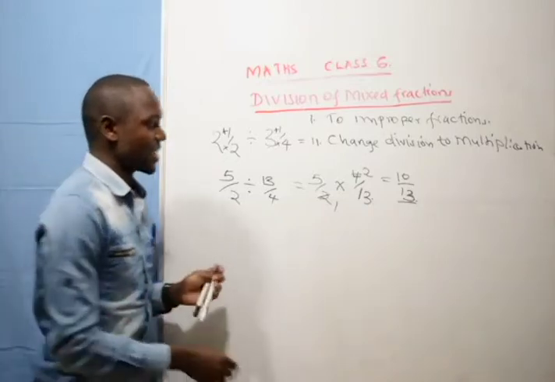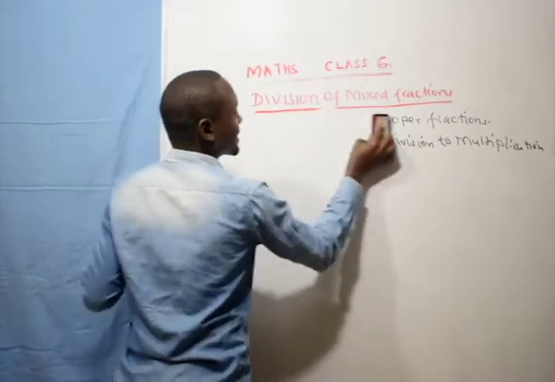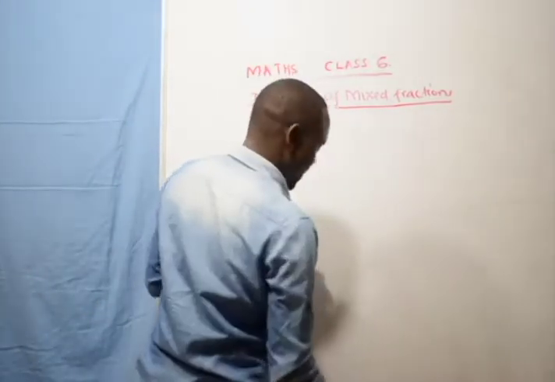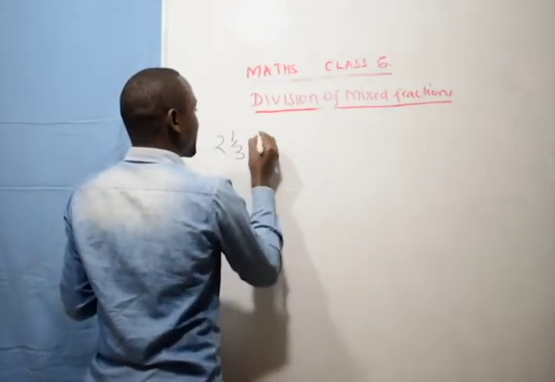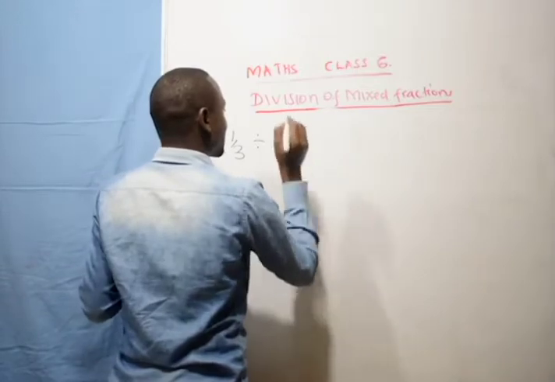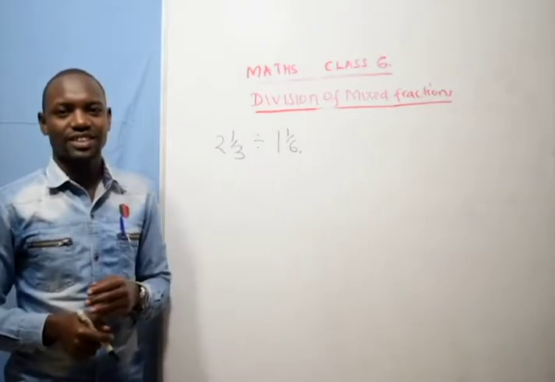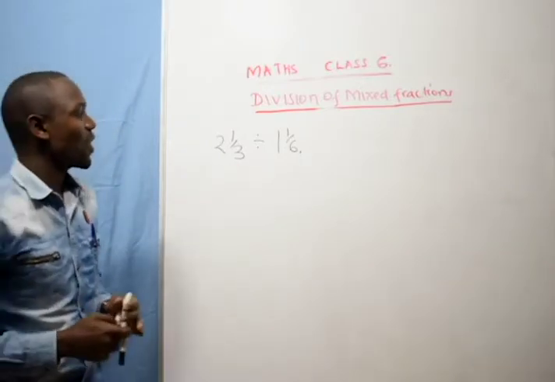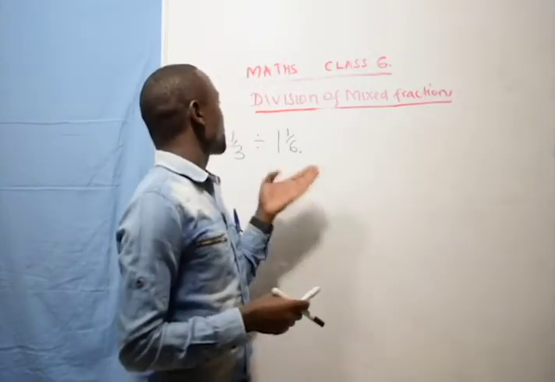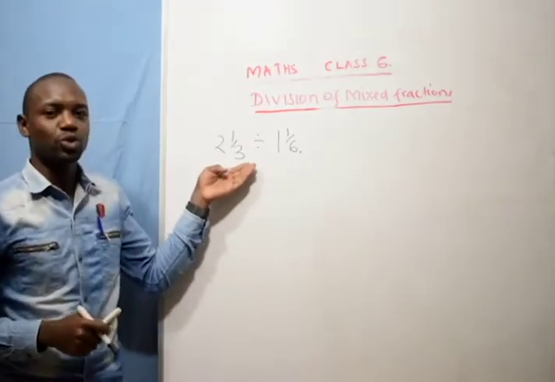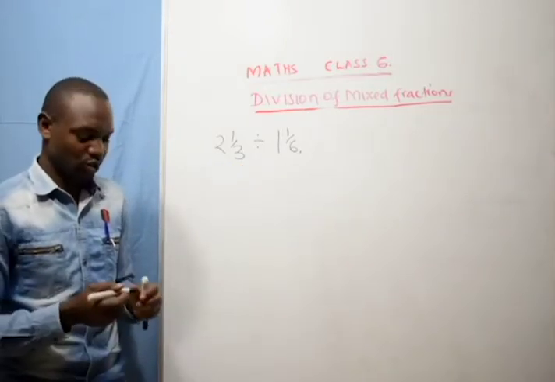Let me give you another example, the last example. Divide 2 and a third divided by 1 and 1 over 6. What is the first step, class? The first step, you convert the mixed fractions to improper fractions.